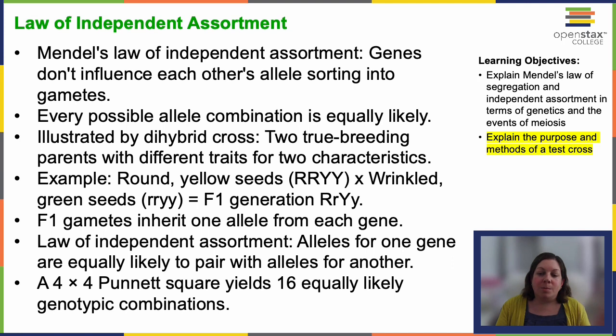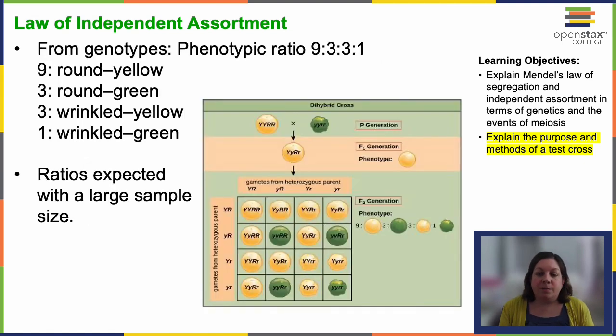Arranging these gametes along the top and left of a 4x4. So we did a 2x2. This is a 4x4 Punnett square. It's going to give us 16 equally likely genotypic combinations. From these genotypes, we can find a phenotypic ratio of 9 round yellow seeds, 3 round green seeds, 3 wrinkled yellow seeds, and 1 wrinkled green seed.